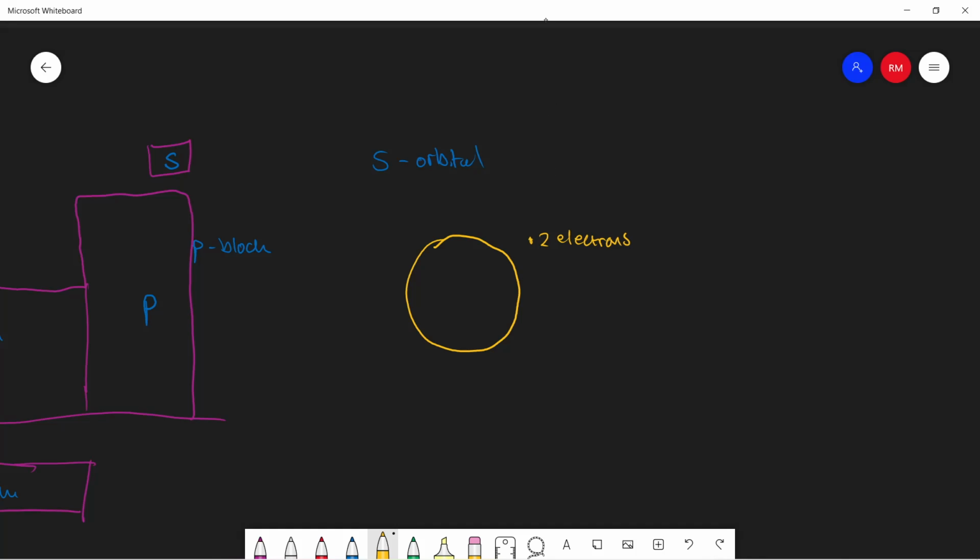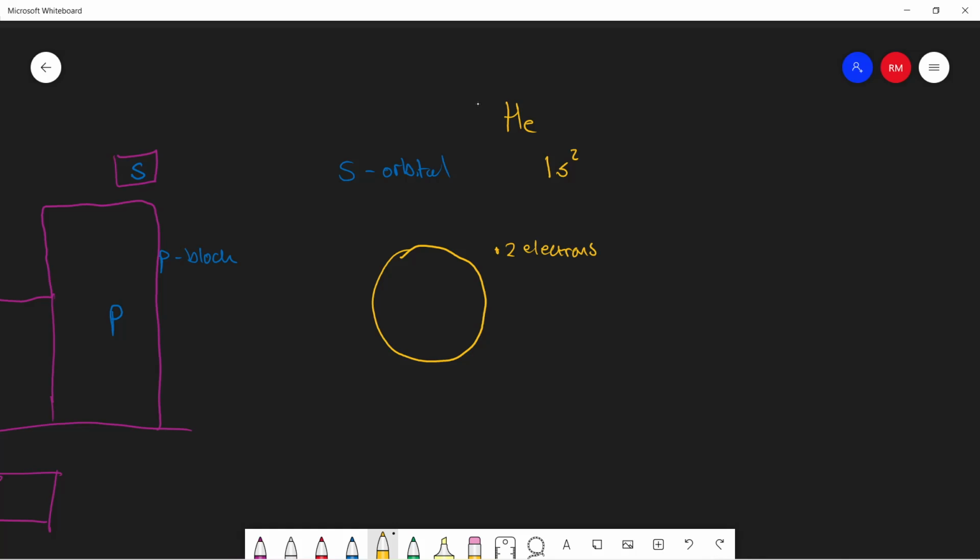For example, we can see with helium, and I know I haven't covered this, but its electron configuration is 1s2. That's because we know helium has 1 shell, and we know helium also has 2 electrons. But for n=1, there's only 1 orbital, and that is the s orbital. And so the s orbital can hold up to 2 electrons.